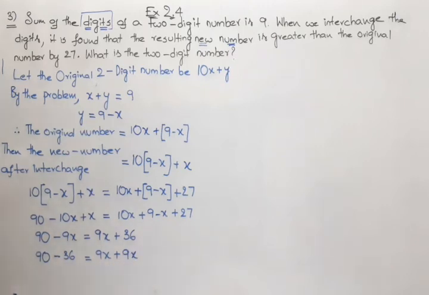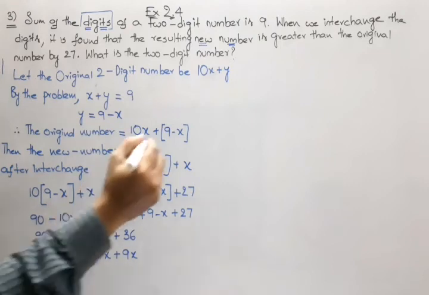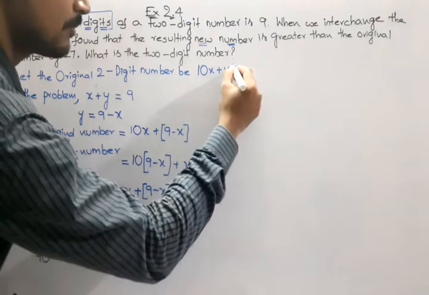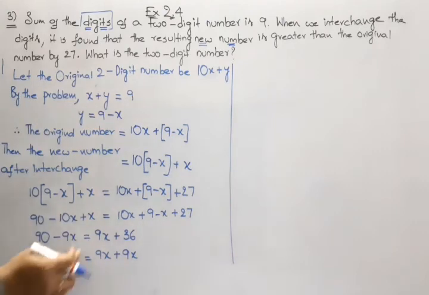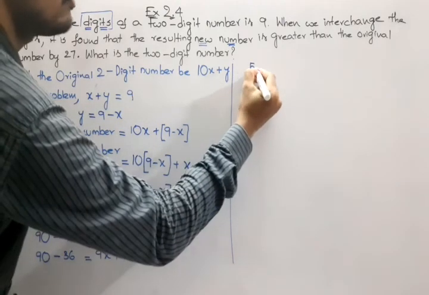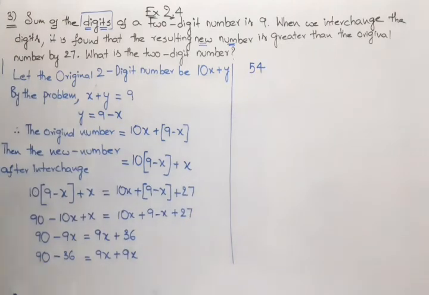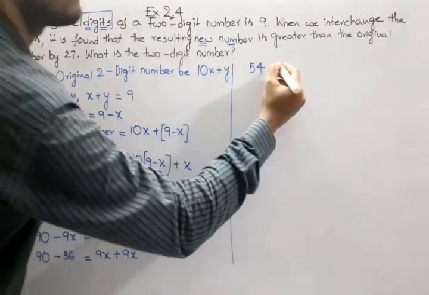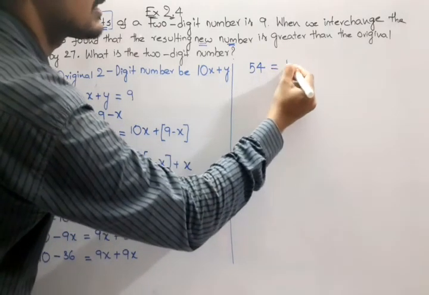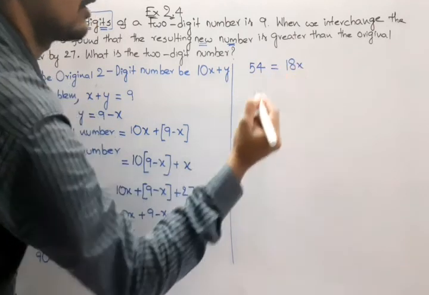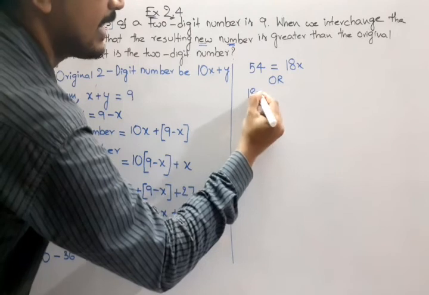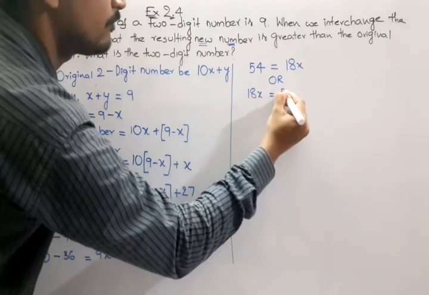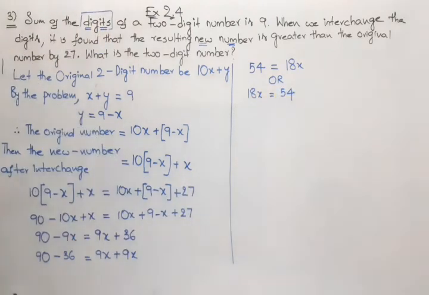Okay. Now 90 minus 36 is, just to manage the space I am writing here, you copy down to this only. 90 minus 36 is 54. So 90 minus 36 is equal to 9x plus 9x is 18x, or just for convenience sake we can write 18x is equal to 54. Okay, 18x is equal to 54.